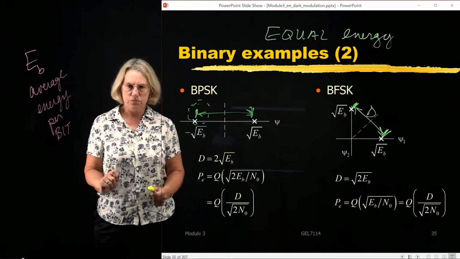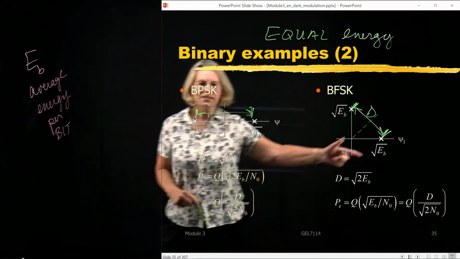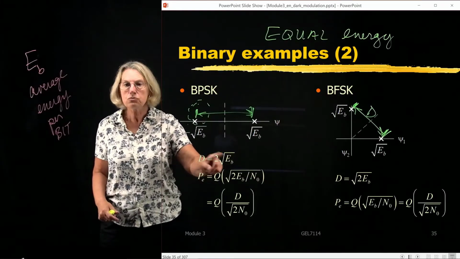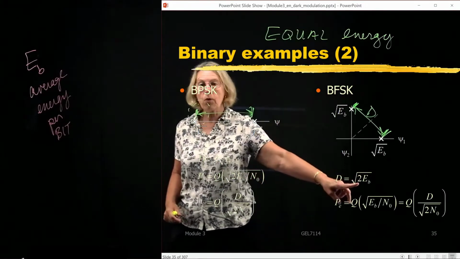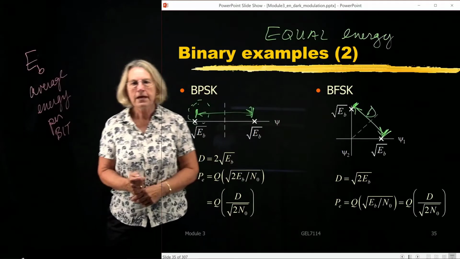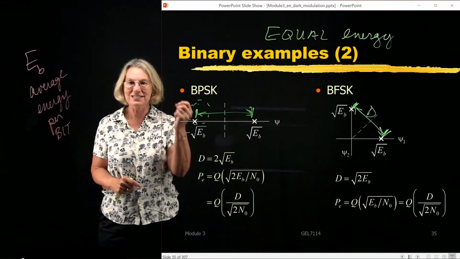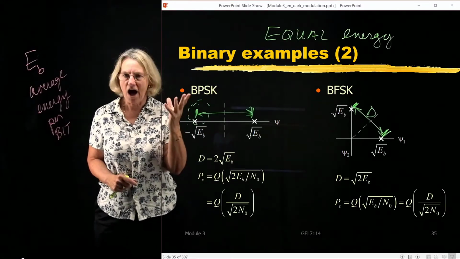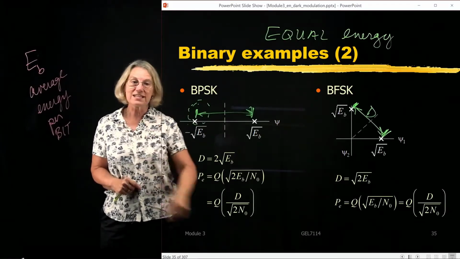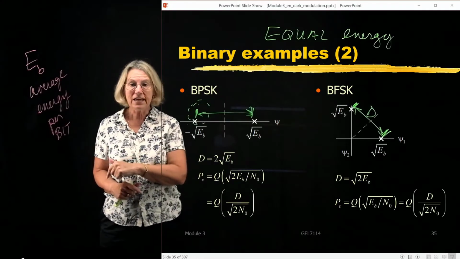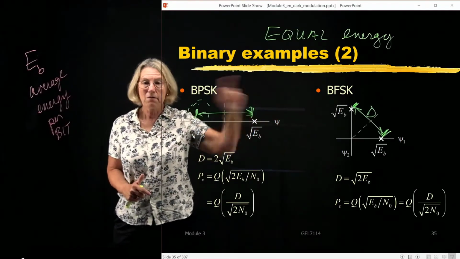So this tells me that this distance, of course, I know this distance is smaller than this distance. This is 2 times the square root of EB. This is 1.4 times the square root of EB. So BFSK is less performing than BPSK. It is less, as bit error rate is higher. What's interesting is this is the same D that I found for on-off keying. So the on-off keying performance and the FSK performance is the same.